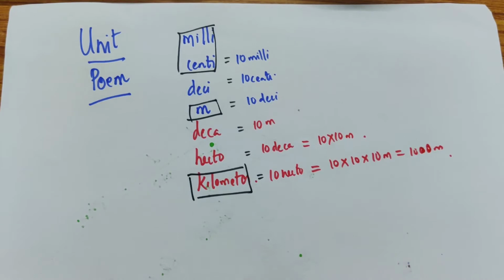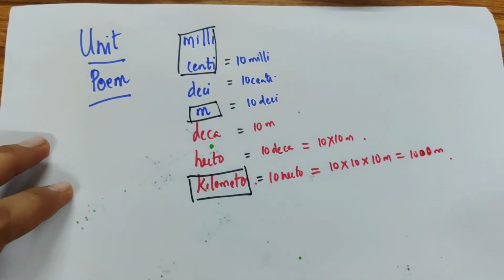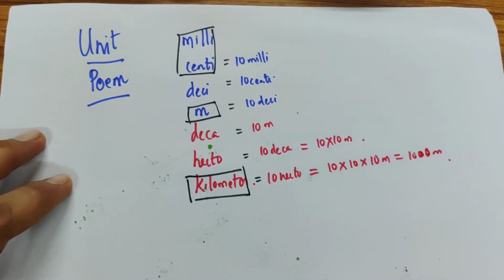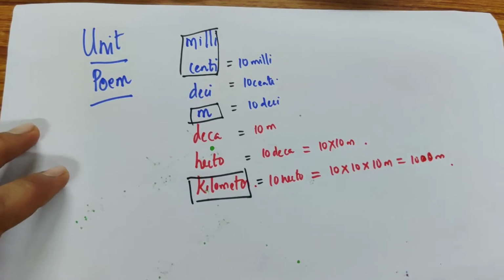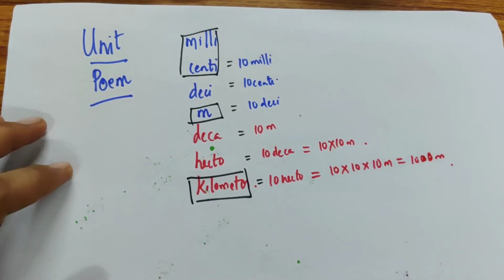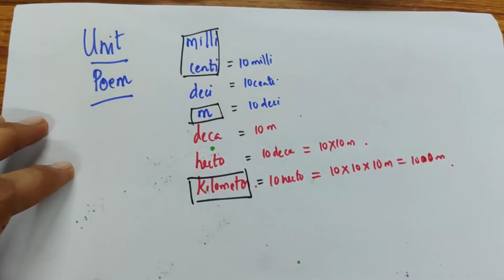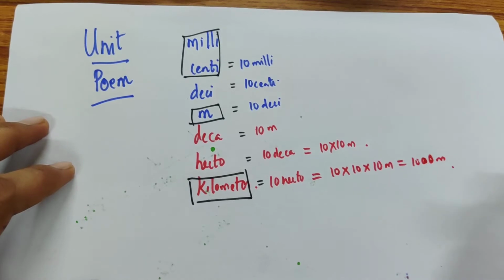So milli to centi is a factor of 10. You need 10 millimeters to get a centimeter. But from centi to meter, centi, deci, meter, you need 100. And deca, hecto, kilometer: for deca there is a factor of 10, for hecto a factor of 10, for kilo a factor of 10. So 1000 meters is what makes a kilometer.